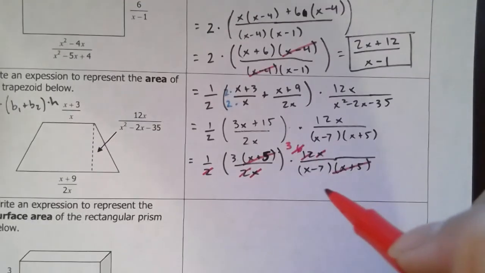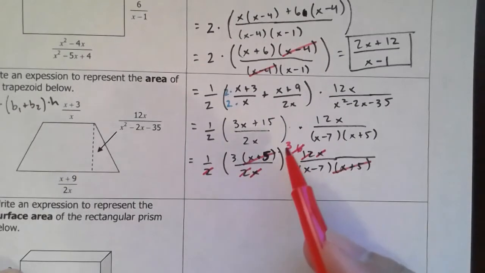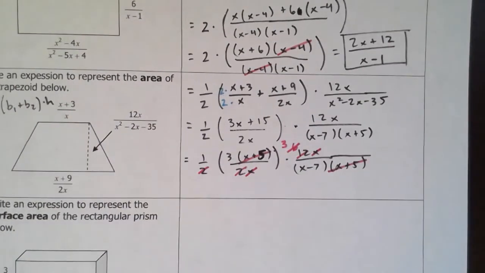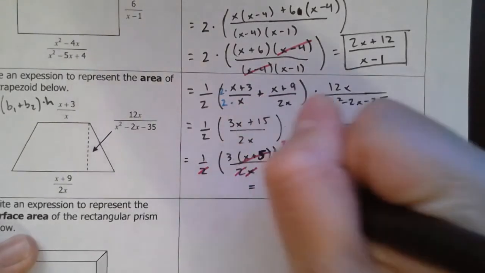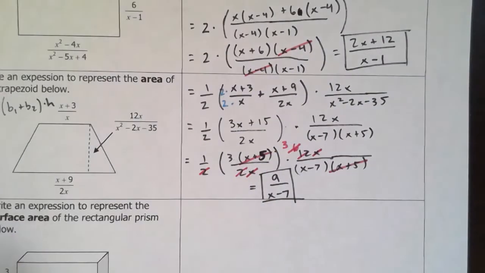So anyway, the x plus 5 is canceled out there, and I have just the remaining 3's on top. I get 9, and then x minus 7 in the bottom. So 9 over x minus 7. That's going to be the expression for the area of this trapezoid.